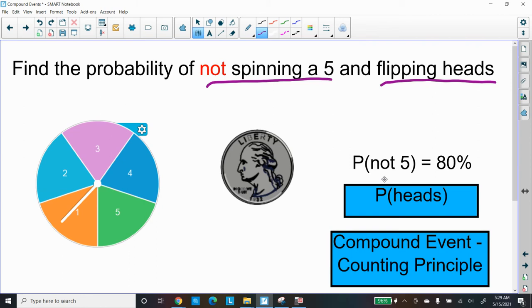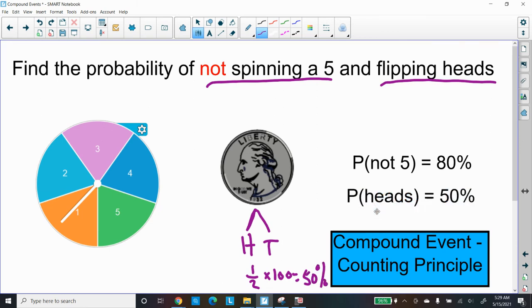Now let's talk about the probability of getting a head. Well, we did coin a little earlier. You can get a head or a tail, and that was 1/2. If I multiply that by 100 to get a percent, I'll get 50%. So the probability of getting a head is 50%.